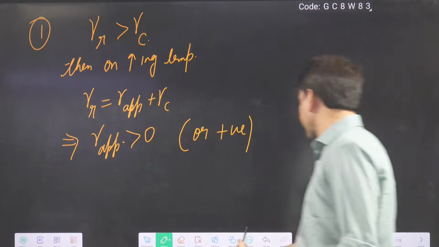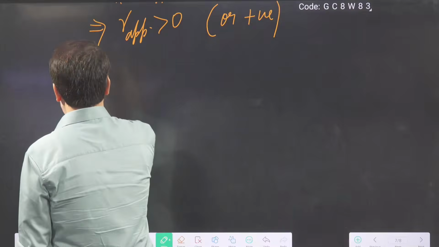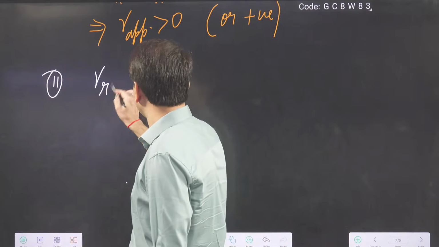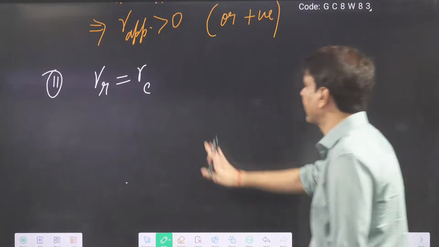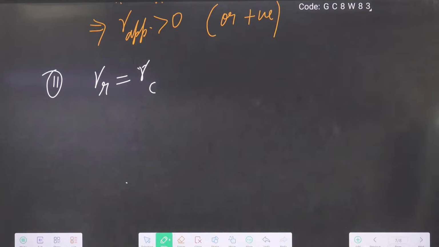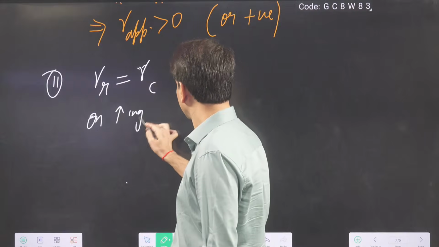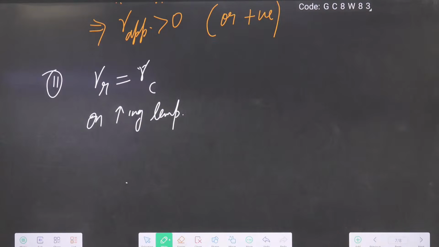Completed? Okay. Number 2. If I am saying gamma real is equal to gamma container, meaning the liquid expansion coefficient and the container expansion coefficient are equal, then what will happen? On increasing temperature, what will happen? Tell fast. Then on increasing temperature, what will happen?